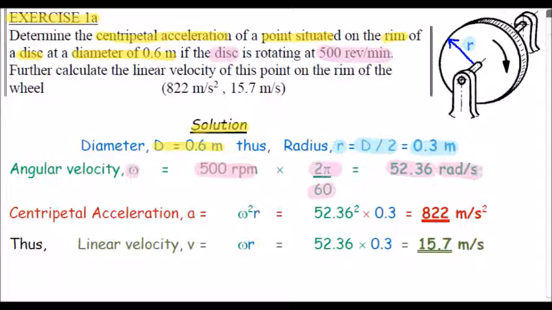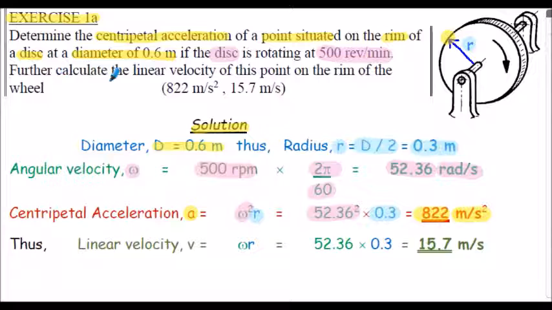The question wants us to find the centripetal acceleration at a point situated on the rim, so of course that's out here. So centripetal acceleration, labelled A here, is omega squared multiplied by r. From above we have the omega, we have the r. So in this case the centripetal acceleration at the rim of the flywheel is 822 meters per second squared.